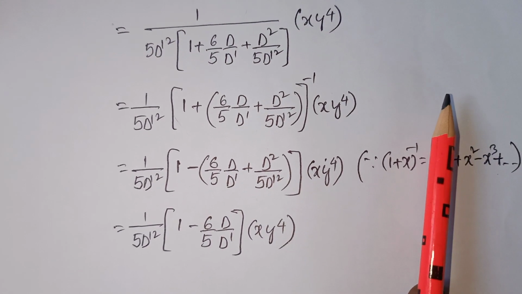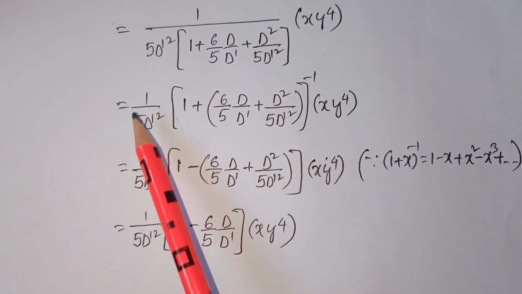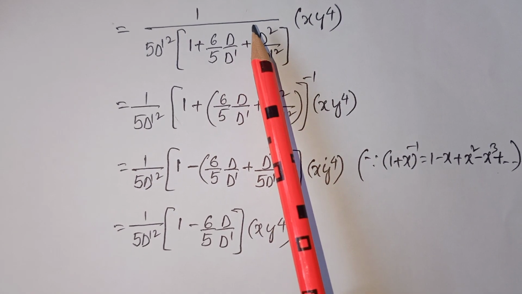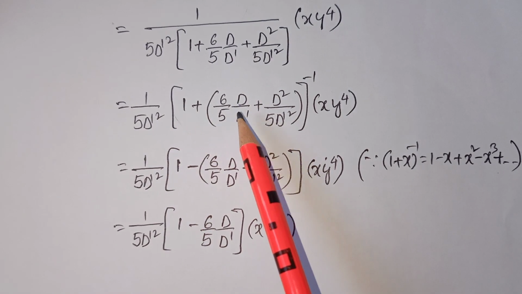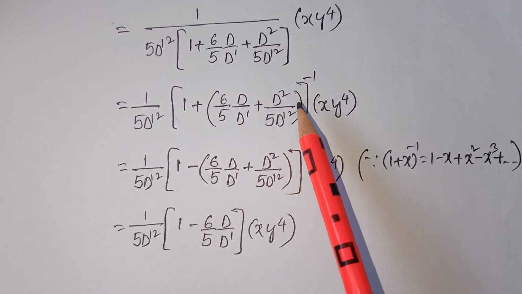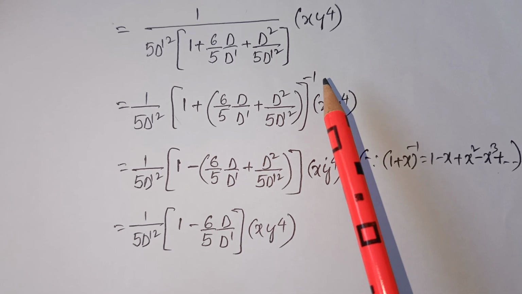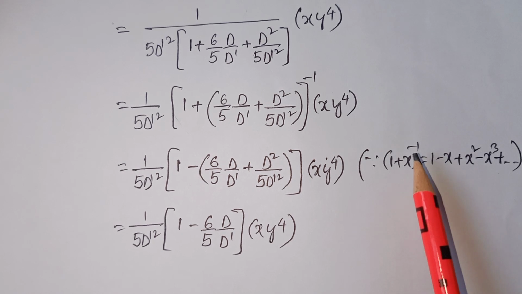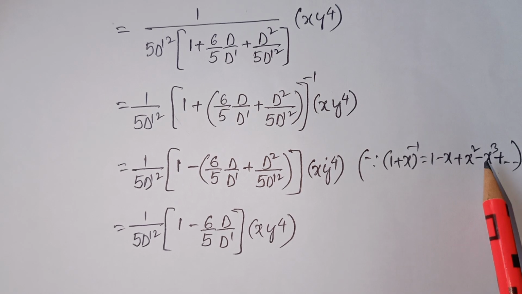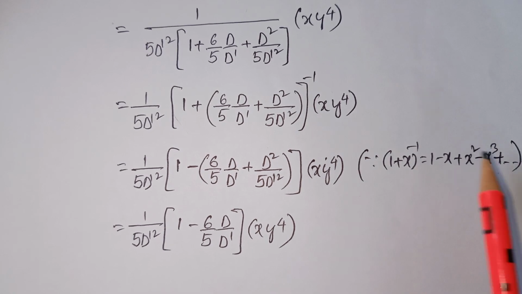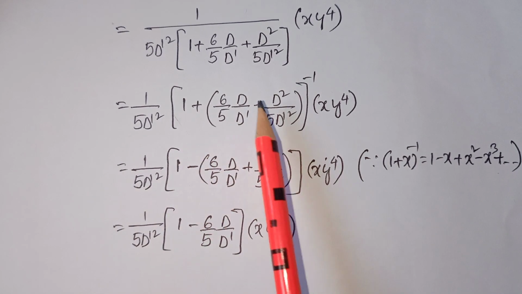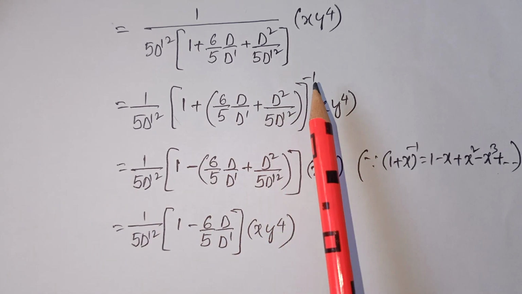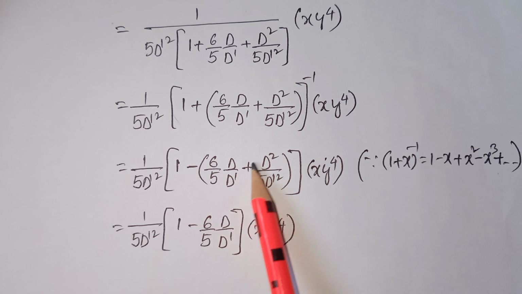Now you can see here, take this one to the numerator: [1 + (6/5)(D/D') + D²/(5D'²)]⁻¹. So same here, (1 + x)⁻¹. This is the expansion we use: (1 + x)⁻¹ = 1 - x + x² - x³ + and so on. So now taking this expansion, where this whole thing is x, (1 + x)⁻¹, we only take the first two terms.